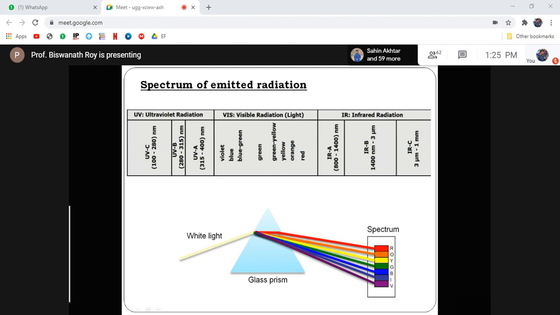The name of the optical process is called dispersion, right? The refraction is taking place here. So when white light is incident on one surface of the prism, from the other surface after emission, they are actually split into constituent wavelengths.